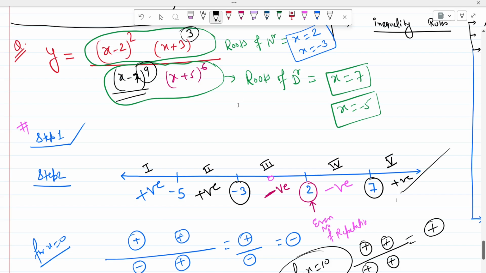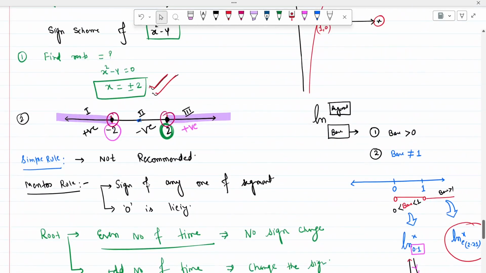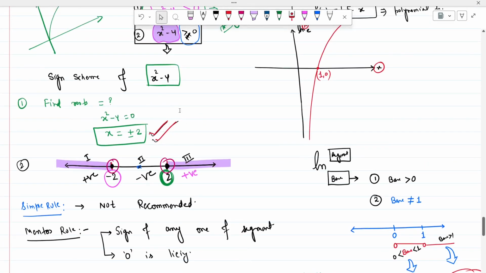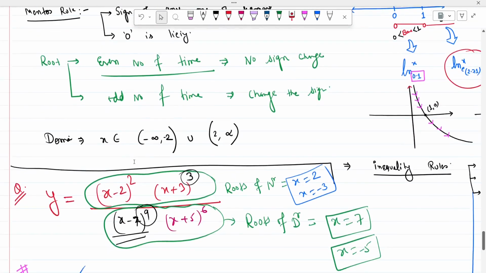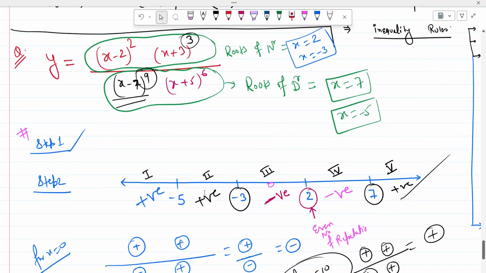So this is the complete knowledge of this sign scheme, right? In this question, this is only part of the cases can be implemented. But in this example, I have implemented all the scenarios. Is it okay? Yes. How many times?